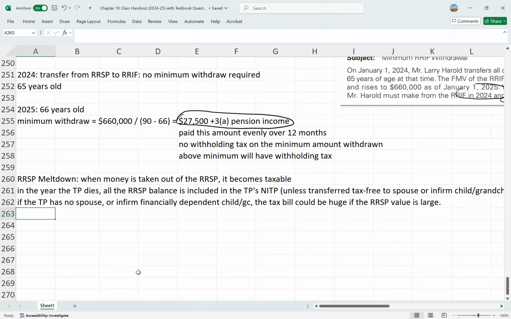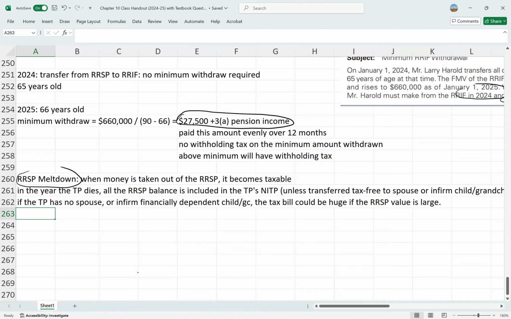But if they wanted to leave a legacy, maybe to some family members or some charity, for example, a huge amount of that $1 million RRSP will be eaten up in taxes. And so that's this concept of RRSP meltdown.